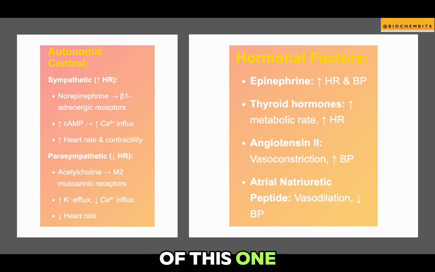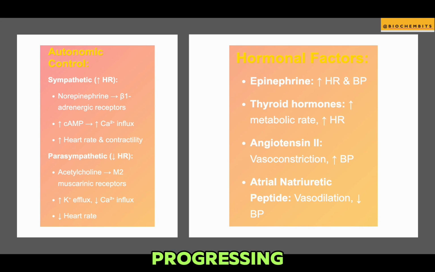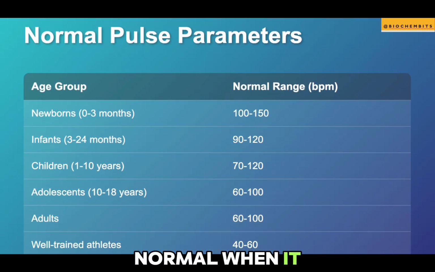So when one or two of these parameters are not functioning well, that is when we start seeing persistent high blood pressure. But the body has a way of naturally regulating some of this pulse pressure as it progresses. Now, what is normal when it comes to pulse?